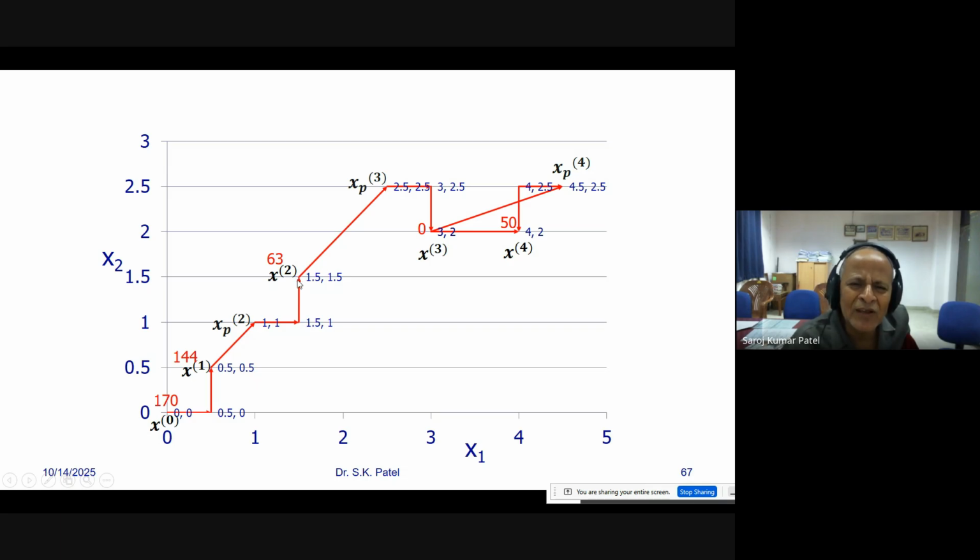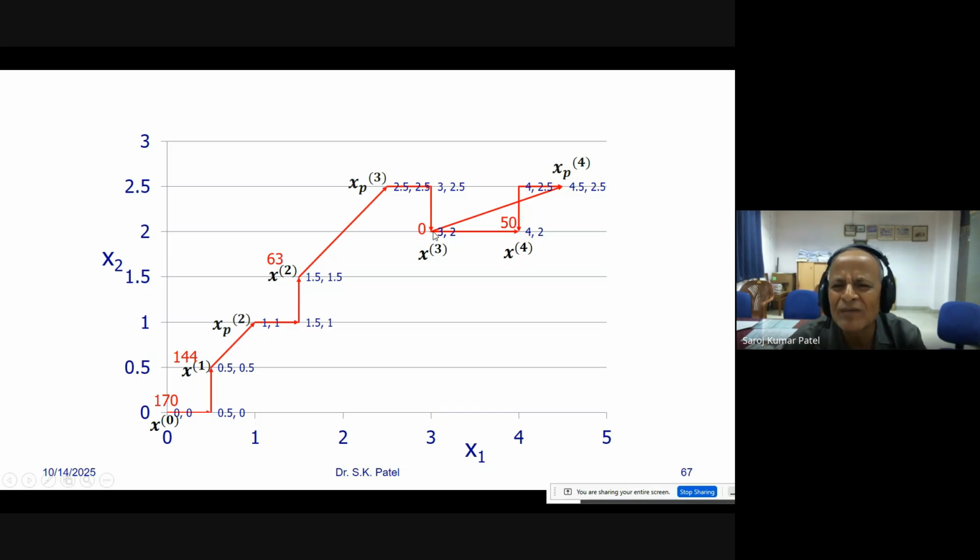Then we compare x2 with x1. So 63 is less than 144, so we proceed further. Then x2 minus x1: from x1 to x2, this is the jump. With the same jump, we proceed in the same direction, xp3. Again x1, x2, we end it here. Here the function is 0, here the function value is 63. So we come here, preferring the lower value.